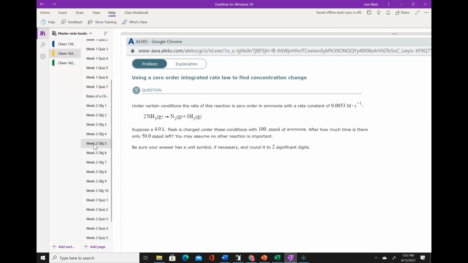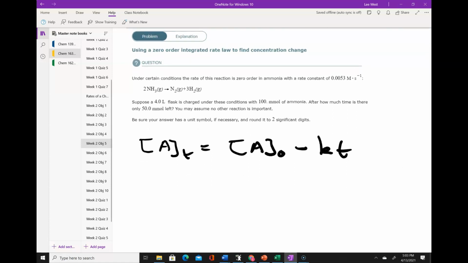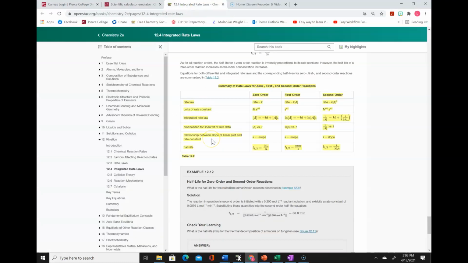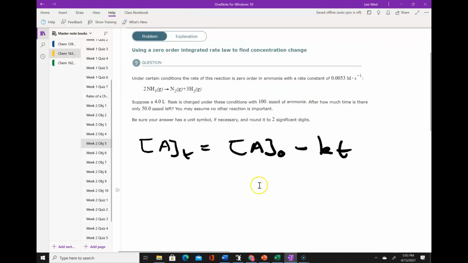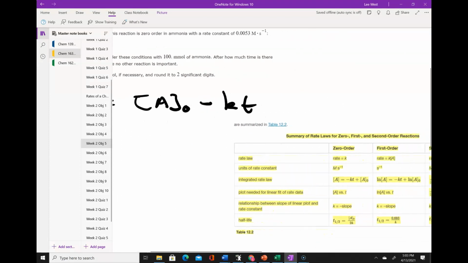Okay, using a zero-order integrated rate law. So the zero-order integrated rate law is this guy. This is the concentration at time t is equal to the concentration originally minus kt. Now, there is an interesting table in your book. Let's just find it here. This guy here, we'll just grab it now. And it has all of the relationships between the integrated rate laws and the half-lives. And I'll show you something cool about it. All right, so here it is, 12.2.